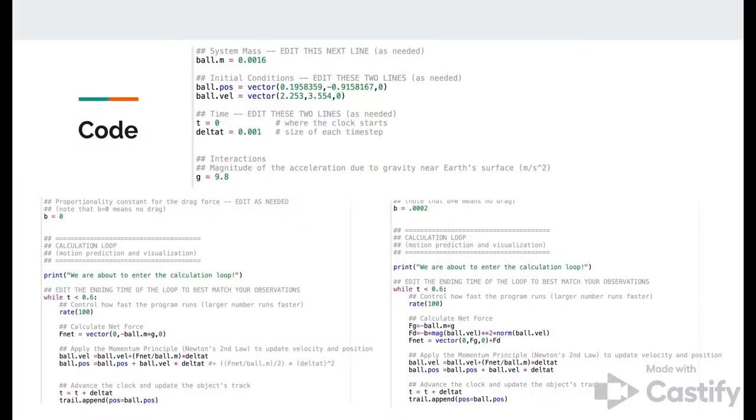So here's the code. The top is really just initializing, setting the mass, setting the position, and the velocity, and the time, and the g constant. Bottom left is no drag, so you don't have that equation for drag included in the net force. Bottom right is the drag, so you have the force of gravity, and then you have the force of drag equation, which is taking the magnitude of the velocity times a constant, times the velocity squared, and then you multiply it by the normalization of the velocity. And then you add those two together to get the net force. And those are the while loops.